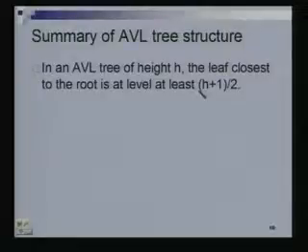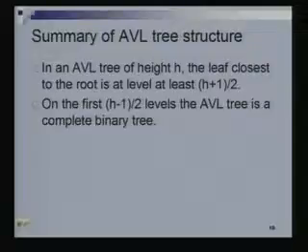I have just changed things around. When I said that when the closest leaf was at k, then the height was 2k minus 1, I just changed that around. So suppose I give you an AVL tree on n nodes and height h. Then the leaf which is closest to the root is actually pretty far from the root. It's at least (h plus 1) by 2 away. This doesn't require a proof, I'm just rewording what I had said earlier.